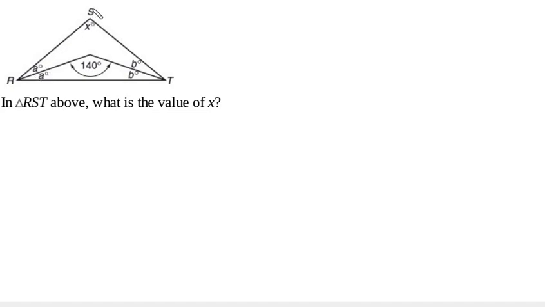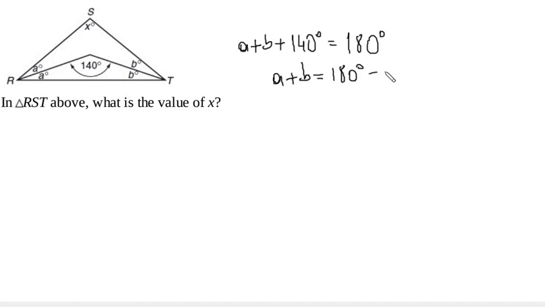As you see, we have this triangle SRT, and this is an angle bisector. This is also an angle bisector. In this triangle right over here, we have angle A, angle B, and 140. The sum of the interior angles of a triangle is 180 degrees. So A plus B plus 140 is equal to 180 degrees. If we take this 140 to the right, A plus B is equal to 180 minus 140. So A plus B is equal to 40 degrees.